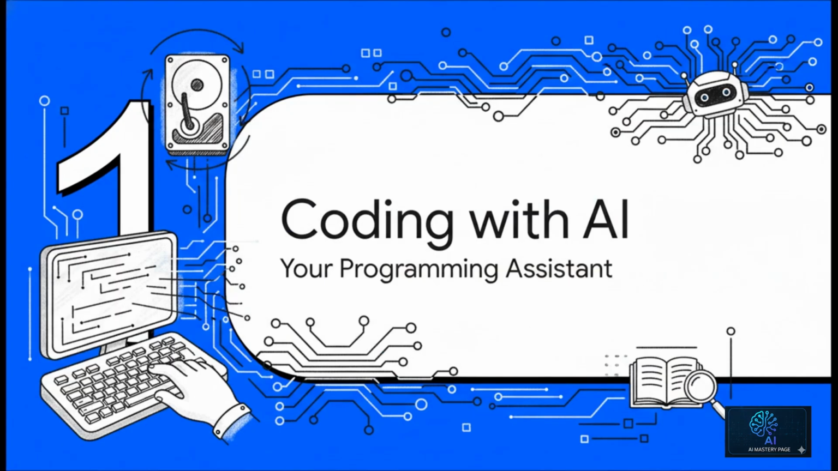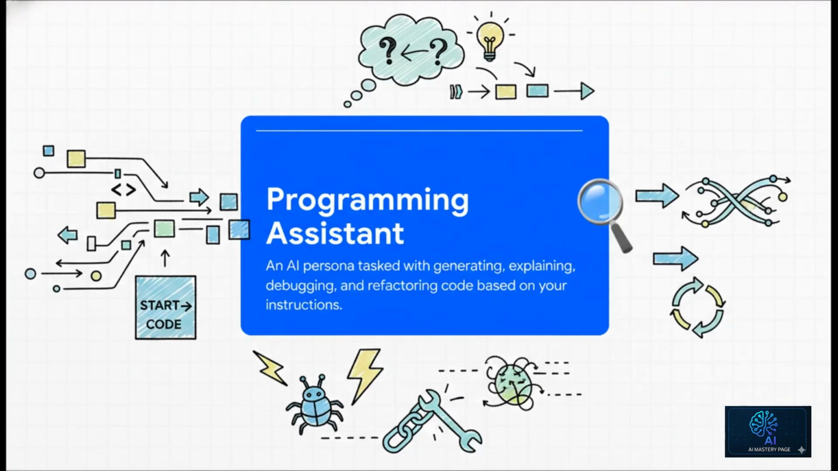So, let's start by putting on our developer hats, so to speak. We're going to see how AI can act as your personal, expert-level programming assistant. So, what exactly is a programming assistant? Well, think of it as a specific hat you tell the AI to wear. It can generate code from scratch, explain what some confusing script does, hunt down bugs for you, and even clean up your code to make it more efficient. It's kind of like having a senior developer on your team, 24/7.